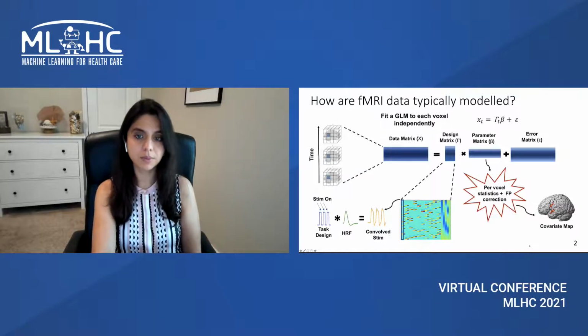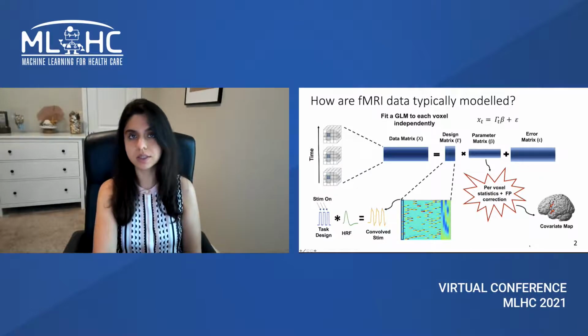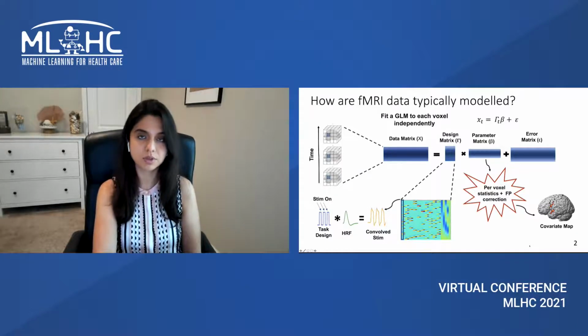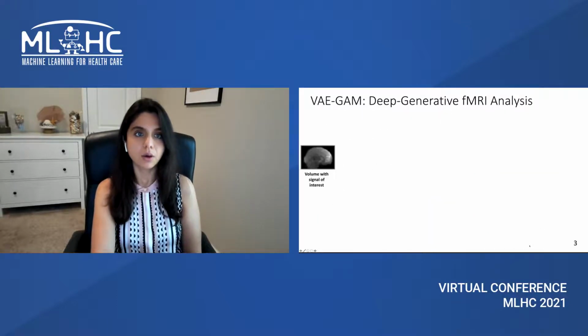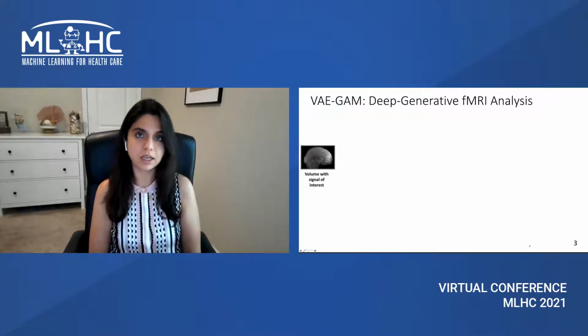Once we estimate beta, we take its rows to represent spatial brain maps, capturing the inferred effects of a given covariate on brain-wide activity. We then perform per-voxel statistics and false positive correction on these maps to obtain final activation maps, as shown here. In this work, we propose a different approach to modeling these data.